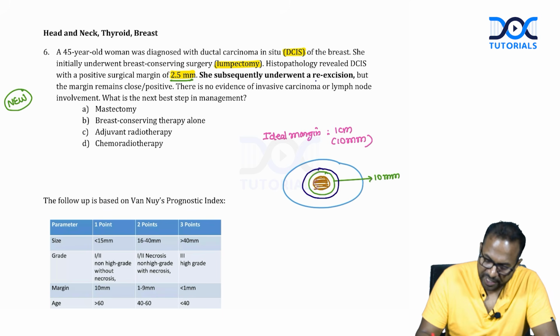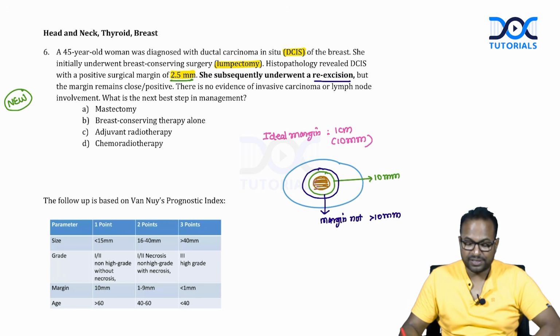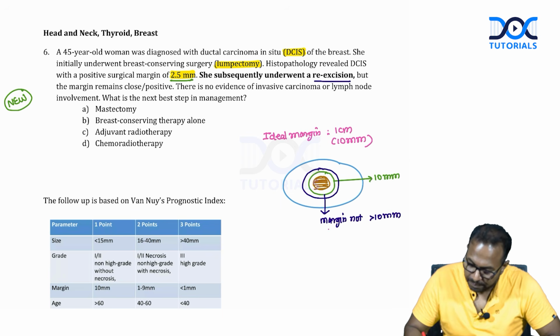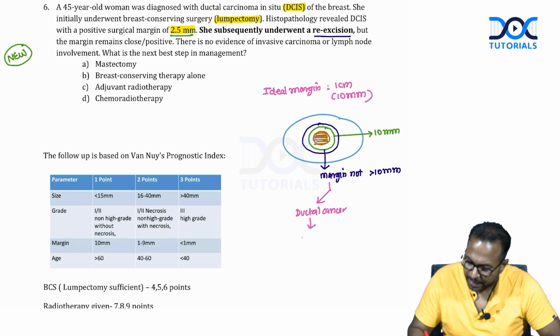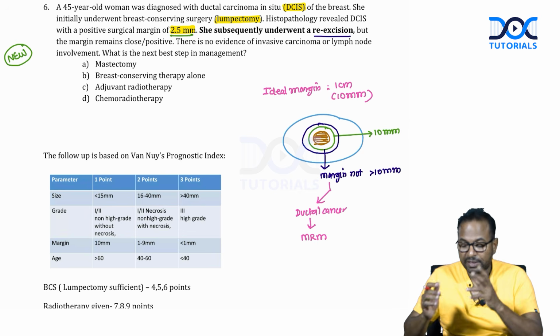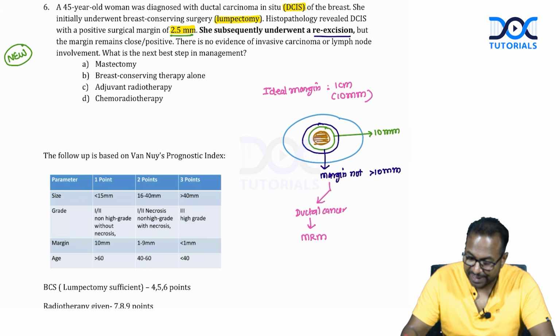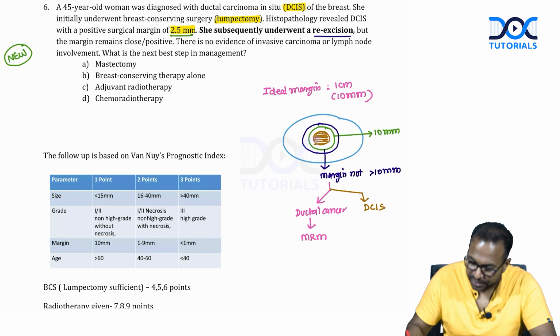In this question, she underwent a re-resection, but still the margin remains very close. Still the margin is not 10 millimeter. So margin is not more than 10 millimeter from the tumor on second excision. So for example, if this is a patient of ductal cancer, please understand, ductal cancer means I would have gone for a MRM, mastectomy. If the margin is very less on 2 times, I would have gone for a MRM in a ductal cancer. But the catch point is this is not ductal cancer, this is ductal cancer in situ.